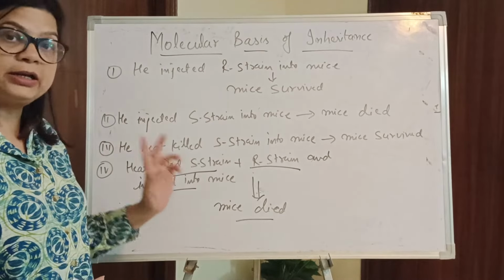Later, three scientists, Avery, MacLeod and McCarthy, together experimentally proved that the transforming substance was the DNA. DNA was the substance which transformed R strain into virulent. So what was their experimental proof?